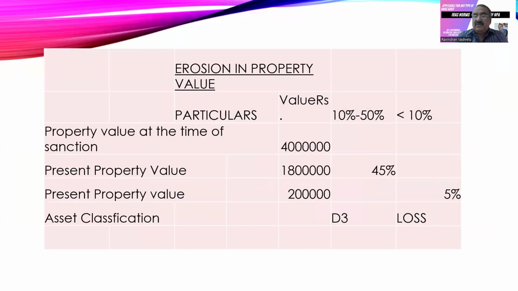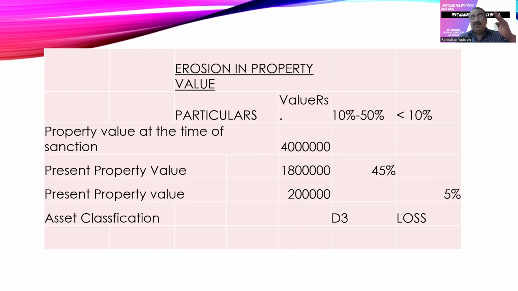And now we are going to see another very interesting topic called erosion in property value. An account has become directly a loss asset or directly doubtful, though as per the norms it is standard. It depends on the value of the property. On the date of sanction, there is one value. Due to some reason, other than reasons beyond control, suddenly the property value has fallen down. Then the standard asset will become doubtful or the standard asset will become loss.